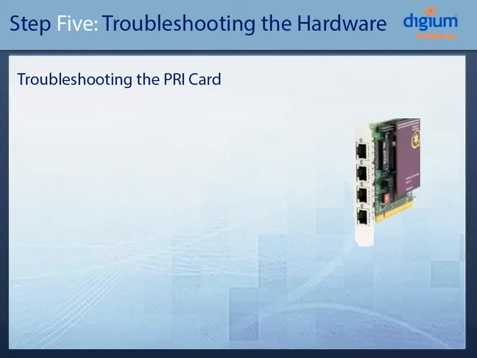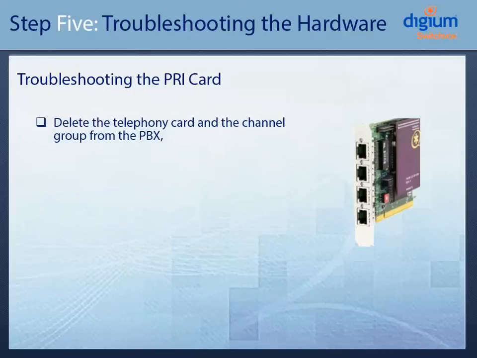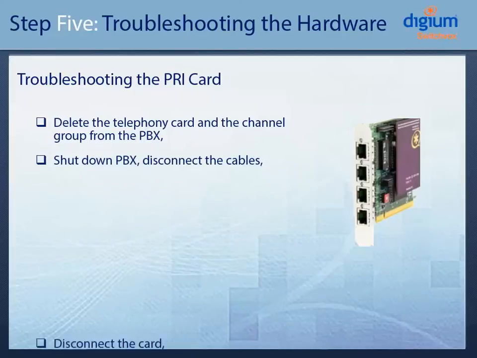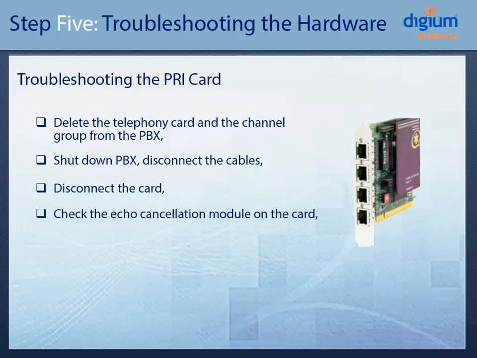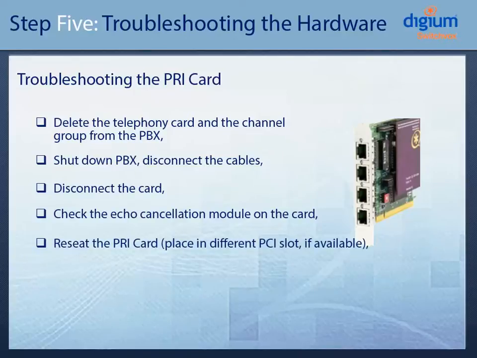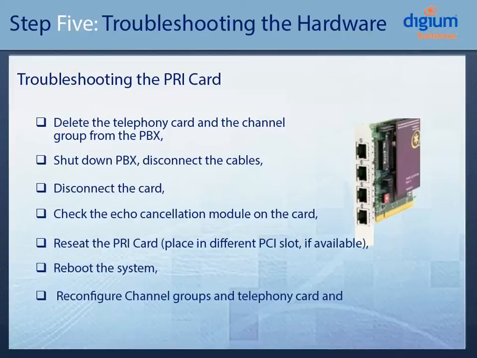We're going to do this by deleting the telephony card and the channel group configuration first, shut down the PBX, then disconnect the cables and remove the PRI card. Then check the echo cancellation module to make sure it's secure and reseat the PRI card back into its original slot, or if a new PCI slot is available, insert it into the new PCI slot, reboot the system, reconfigure the card and the channel groups, and place a test call. Let's get started.